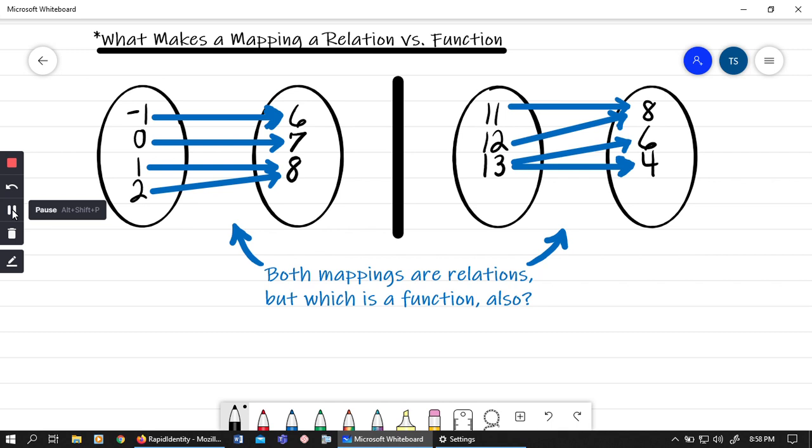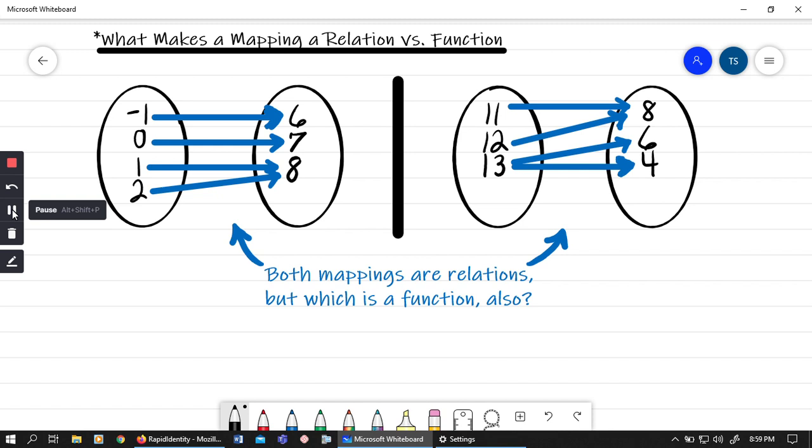And they're relations because a relation is where you have elements from an input set that are mapped to elements of an output set. So you've got elements of the input set that are relating to or mapping to the elements of an output set. So they're clearly relations.